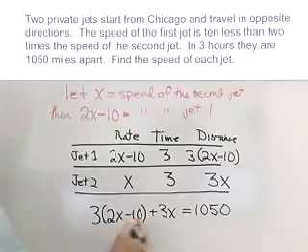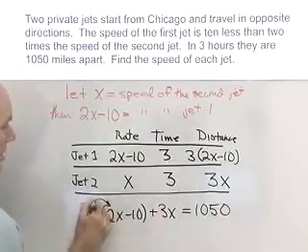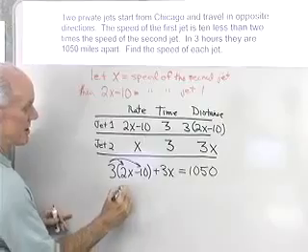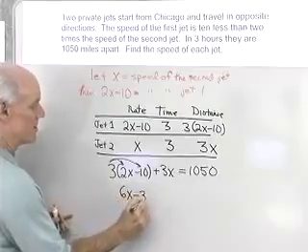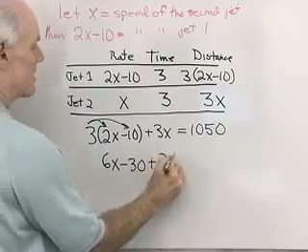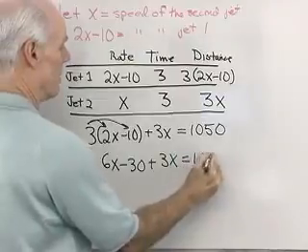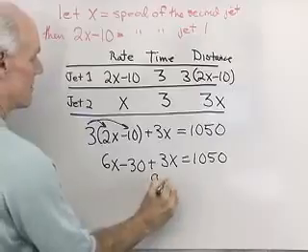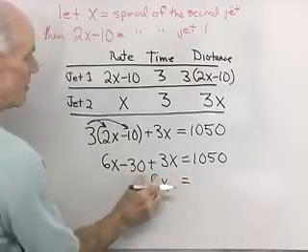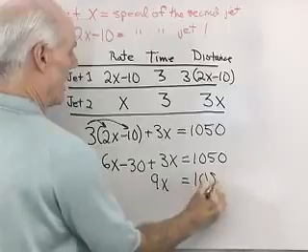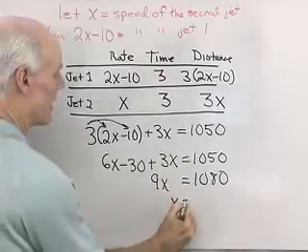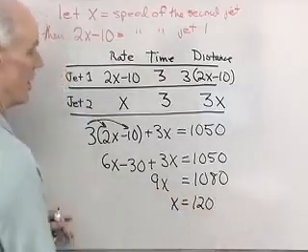Okay, I'll solve this equation by multiplying this 3 times both of the expressions inside the parentheses. I'll get 6x minus 30 plus 3x is equal to 1,050. 6x plus 3x is 9x. And then I'll add 30 to both sides and get 1,080. And then I'll divide both sides by 9, and x turns out to be 120.